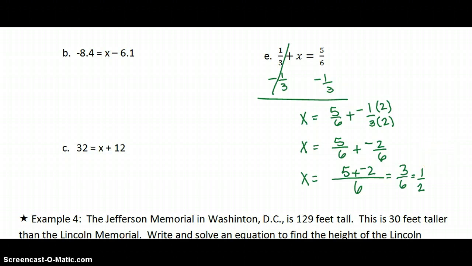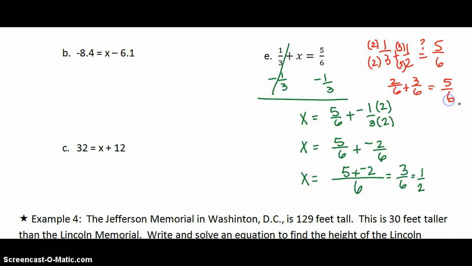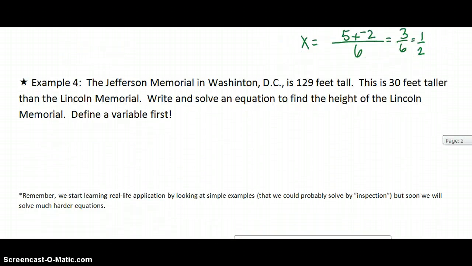So now let's check. 1/3 plus 1/2, does that equal 5/6? So I need a common denominator of 6. So that gives me 2 over 6 plus 3 over 6, and 3 plus 2 is 5, and that is going to check out.